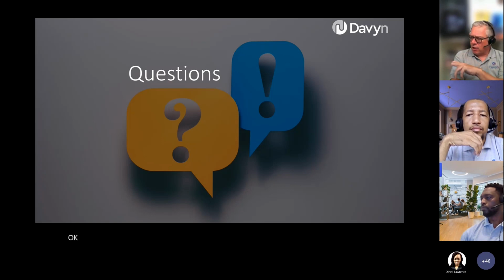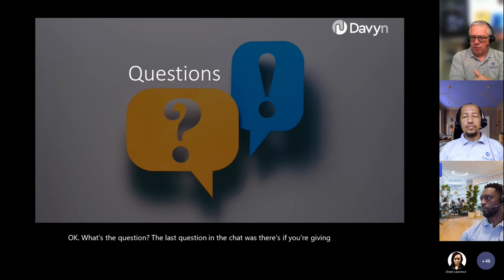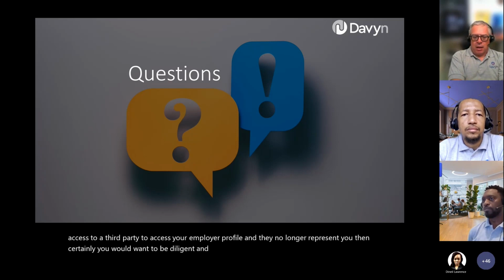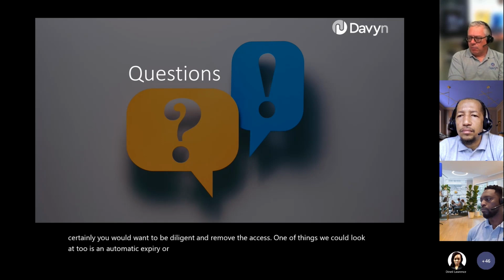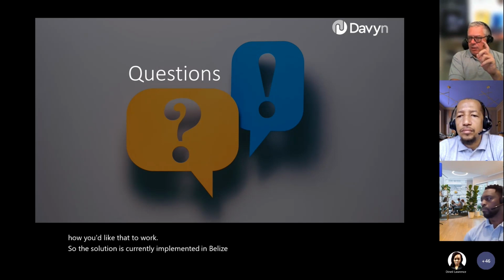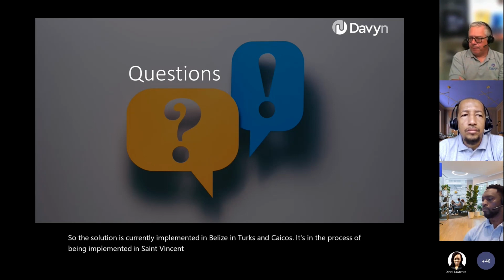There was a question, the last question in the chat, about giving a third party access to your employer profile. If they no longer represent you, then certainly you would want to be diligent and remove the access. One of the things we could look at too is an automatic expiry or revalidation so that things wouldn't be left in perpetuity. We'd be happy for any feedback around how you'd like that to work. The solution is currently implemented in Belize and Turks and Caicos. It's in the process of being implemented in St. Vincent and Antigua.